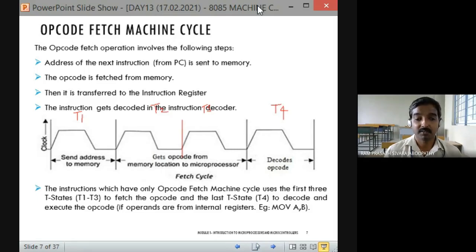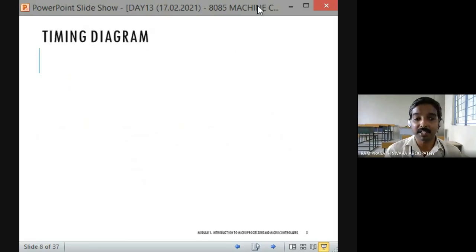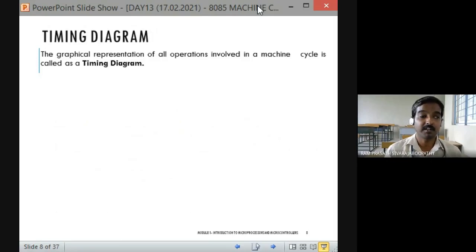For that we will go with a timing diagram. What is meant by a timing diagram? We are going to have a pictorial representation of all the signals with respect to time. It is a graphical representation of all operations involved in a machine cycle, called a timing diagram. With respect to time, which signal can be used as a time reference?